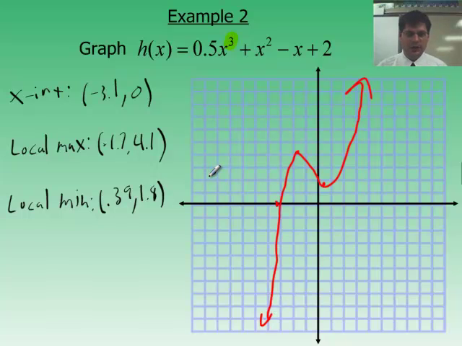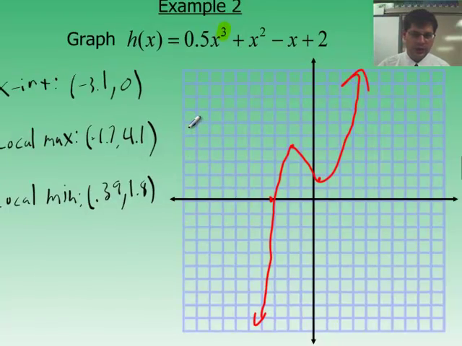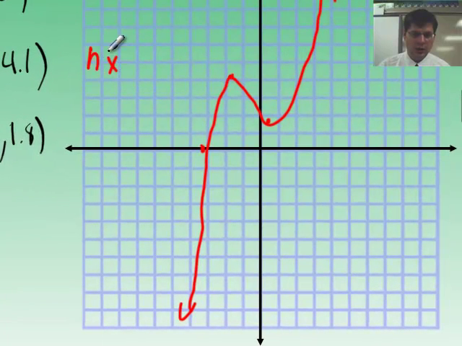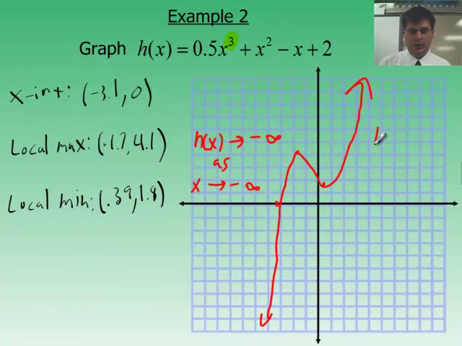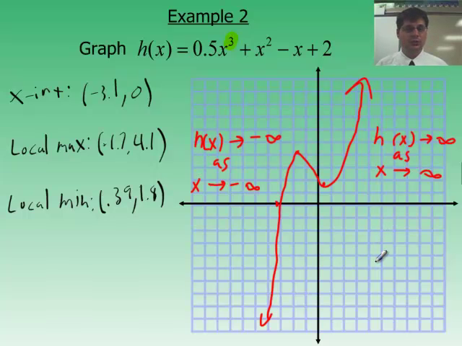Okay. And let's not forget our end behavior. So here we'll say h of x is approaching negative infinity as x approaches negative infinity. And the right end behavior, h of x approaches positive infinity as x approaches infinity. So there we have our graph, and we know how to analyze polynomials based off their equations a little bit more.